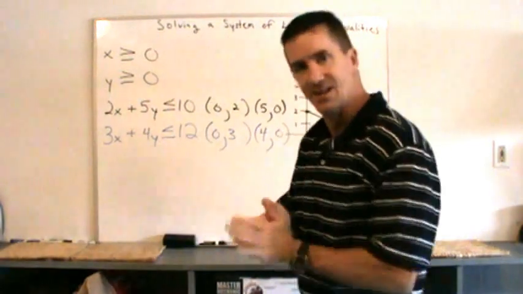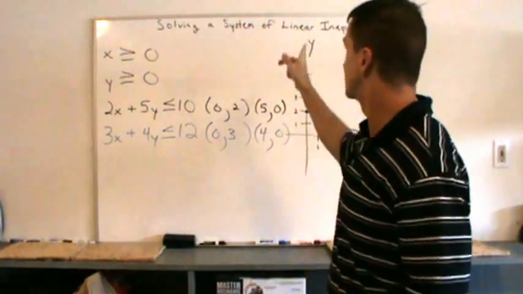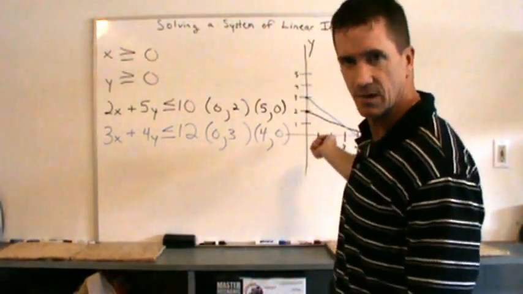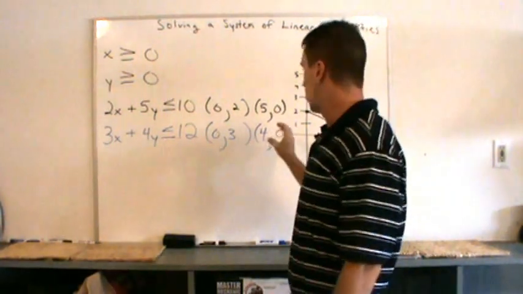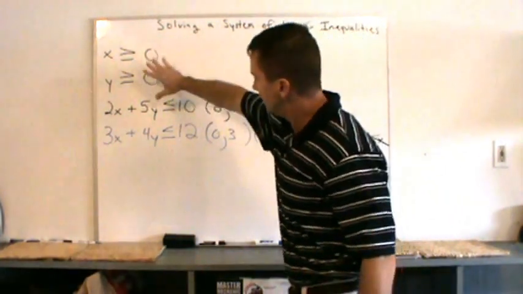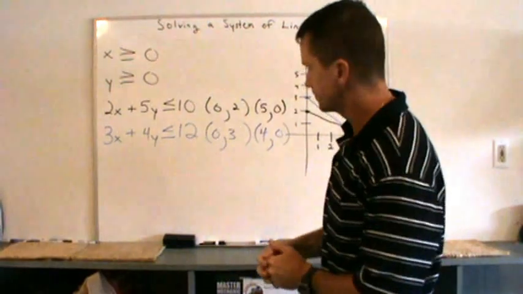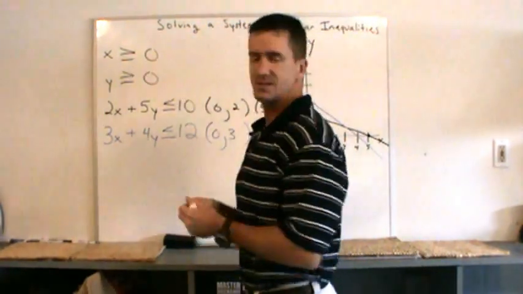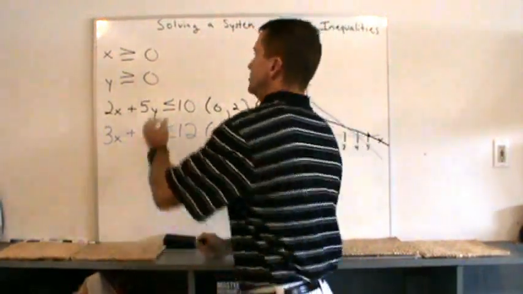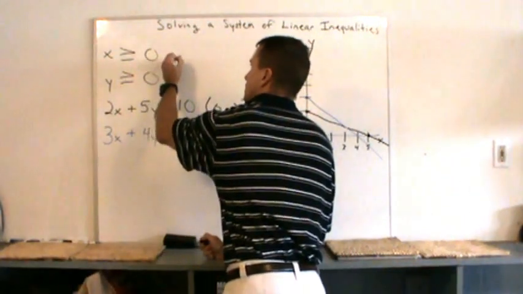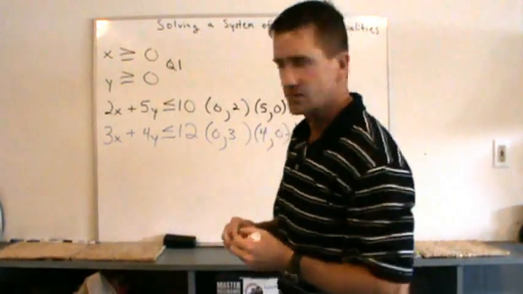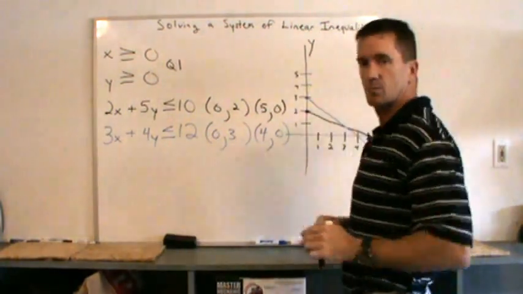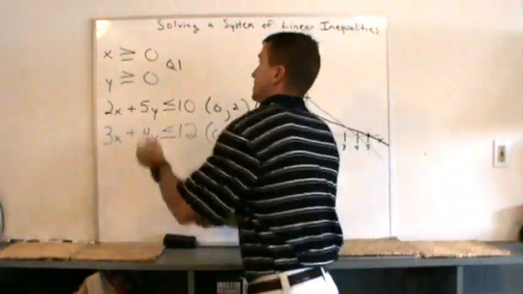Now, the last step to solving this system of linear inequalities is that we have to shade somewhere. We have to talk about all points that make each one of these statements true. We'll start here. This just means x and y must be greater than or equal to 0. This just means all points in quadrant 1. So I'm just going to put a Q1 right there. Anything up here. We're limited to quadrant 1 because of this. So let's check that off.